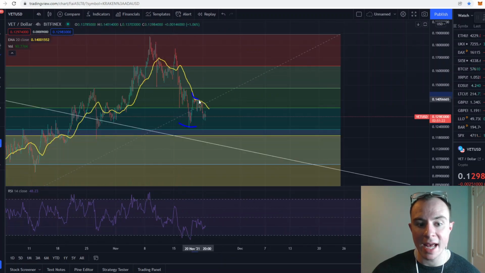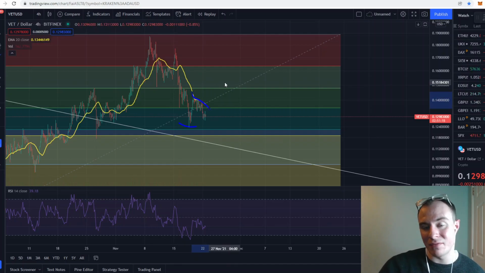We bumped our head on this 20 EMA on the 4-hourly. 20 EMAs are good to show relative strength or weakness. If you can stay above them, you're relatively strong. If you're rejecting off them and they're acting as a kind of resistance, you're relatively weak. And that's what you've seen.